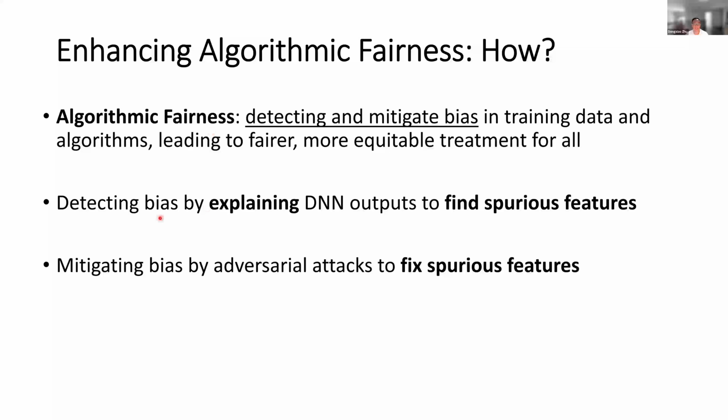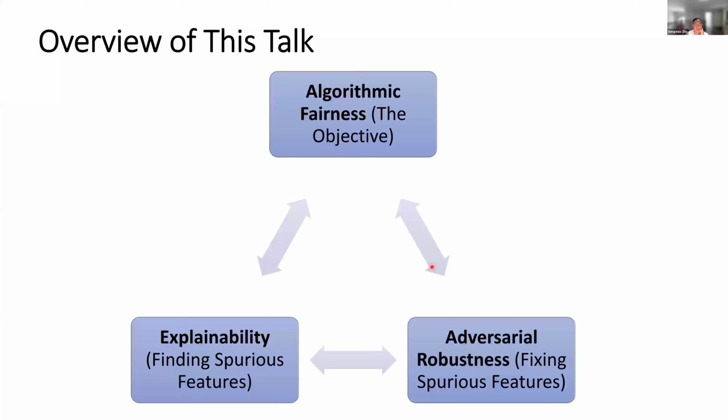our approach here is to detect the bias by explaining the models to find spurious correlations. The key here is explaining. Assuming you have a pre-trained language model or vision language model, you first explain the outcome to see what features have led to the biased outcome. So we use an explanation approach. Once we find the spurious feature, we try to fix it by designing an adversarial attack. So that's the overview of the three components.